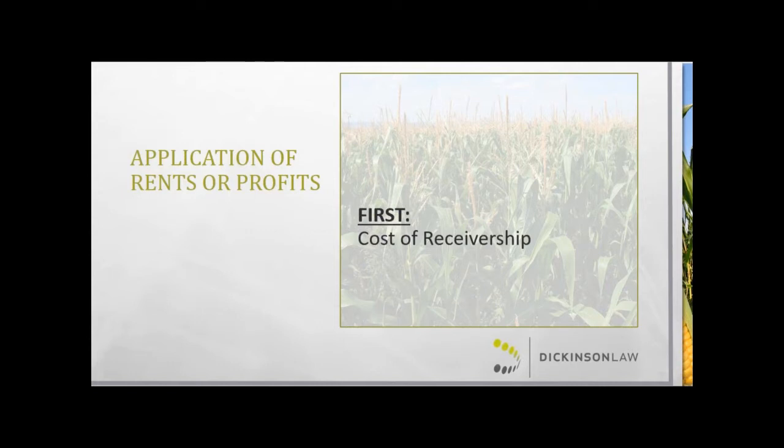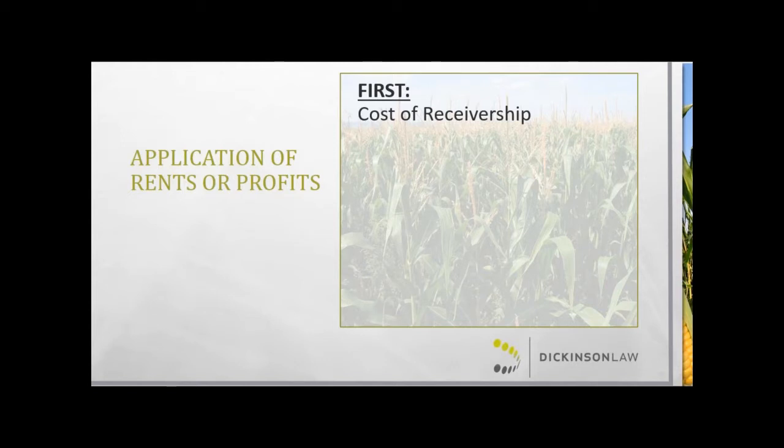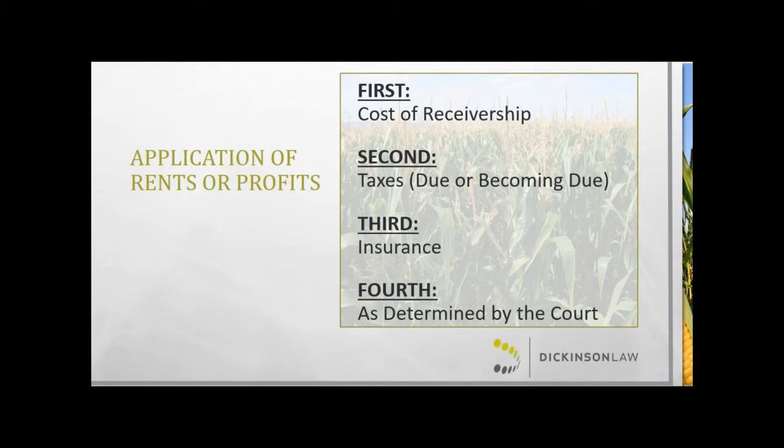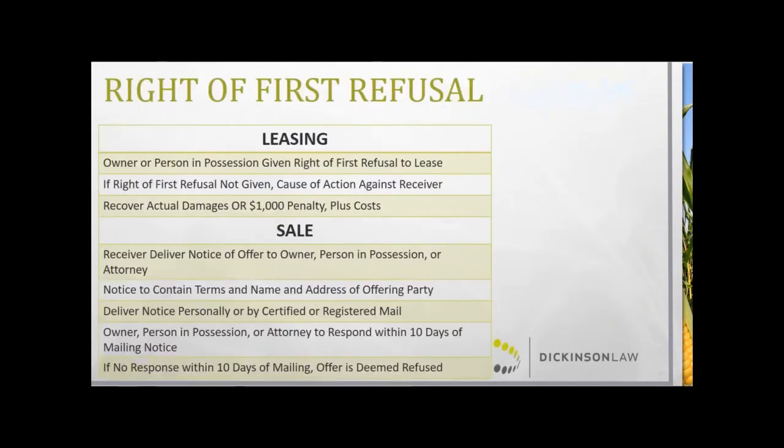The agricultural borrower also has additional priorities as to the application of rents or profits during the receivership. There's a statutory hierarchy as to how those costs are paid. First, the receivership costs go to the cost of the receiver, then taxes, then we have insurance, and lastly, as determined by the court, the balance is then paid as determined by the court. That's how the priorities work with the agricultural receiver.